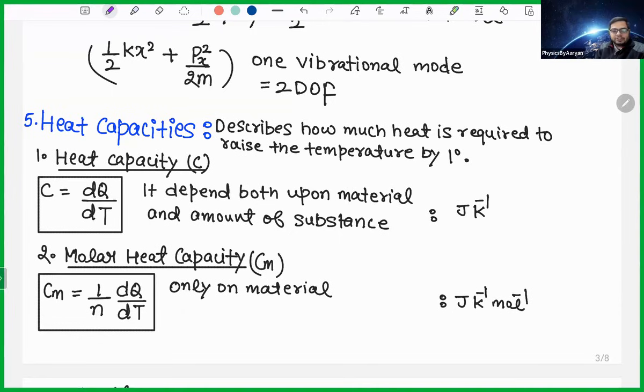Now the problem with this definition is that it depends on both the material as well as the amount of substance. For example, if you have 1 liter of water and 100 liters of water, will both have the same heat capacity or different heat capacity?